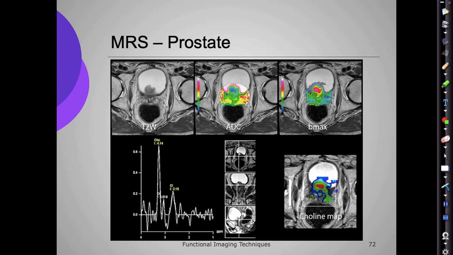MRS is also useful when we're scanning the prostate. As you can see here, you have the spectrum being produced as they are looking at the prostate and that prostate cancer that is starting to seep into the bladder here. It's also sometimes color-coded, but you can see here's a T2 weighted image, here's the ADC, and a B-value diffusion weighted image over here on the right. But once again, it's helpful in prognosis of certain cancers of the prostate gland.